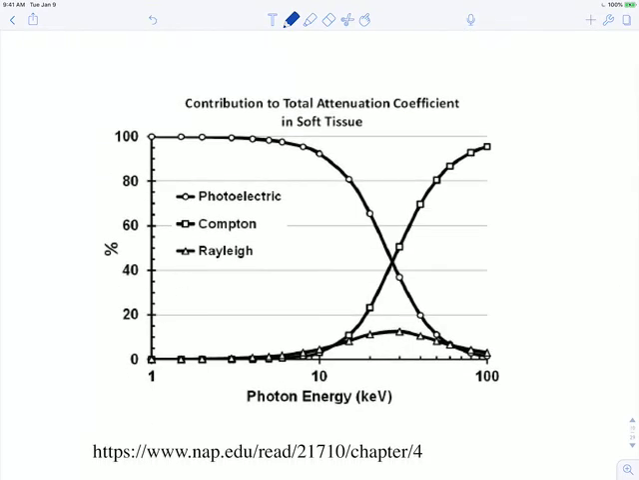So this is just showing you here what's the total contribution to the total attenuation coefficient in soft tissue. We'll define what we mean by attenuation coefficient in a few minutes, but basically it's how much does it stop the X-rays, okay? So you'll notice here that below about 10 keV, it's mostly the photoelectric effect that's absorbing all the energy from the X-rays. Once we get to about 30 keV or so, then the Compton effect starts taking over.